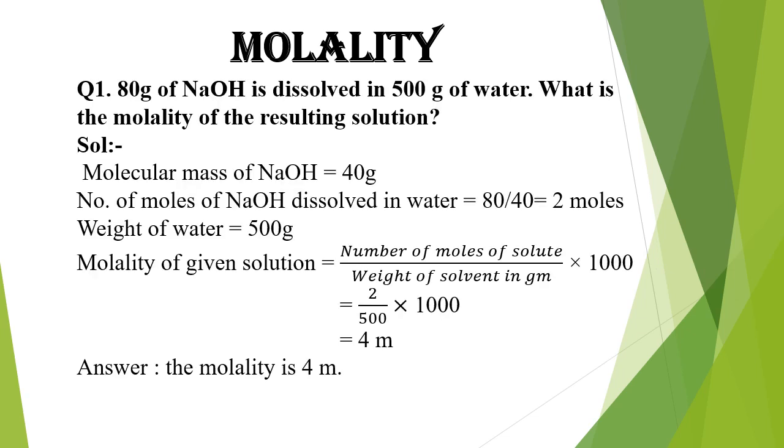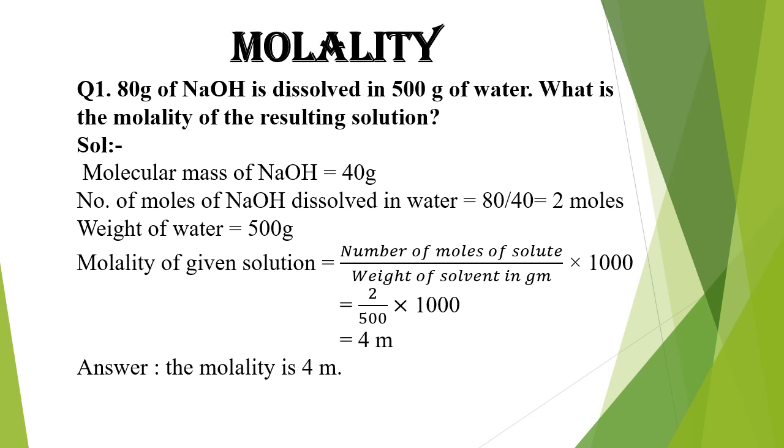We will consider one example to find the molality. 80 gram of NaOH is dissolved in 500 gram of water. What is the molality of the resulting solution? Again, we are given the mass of the solute, that is 80 gram. So first we will find the number of moles, which is equal to the given mass divided by its molecular mass. Given mass is 80, the molecular mass is 40. So the number of moles of NaOH comes out to be 2 moles.